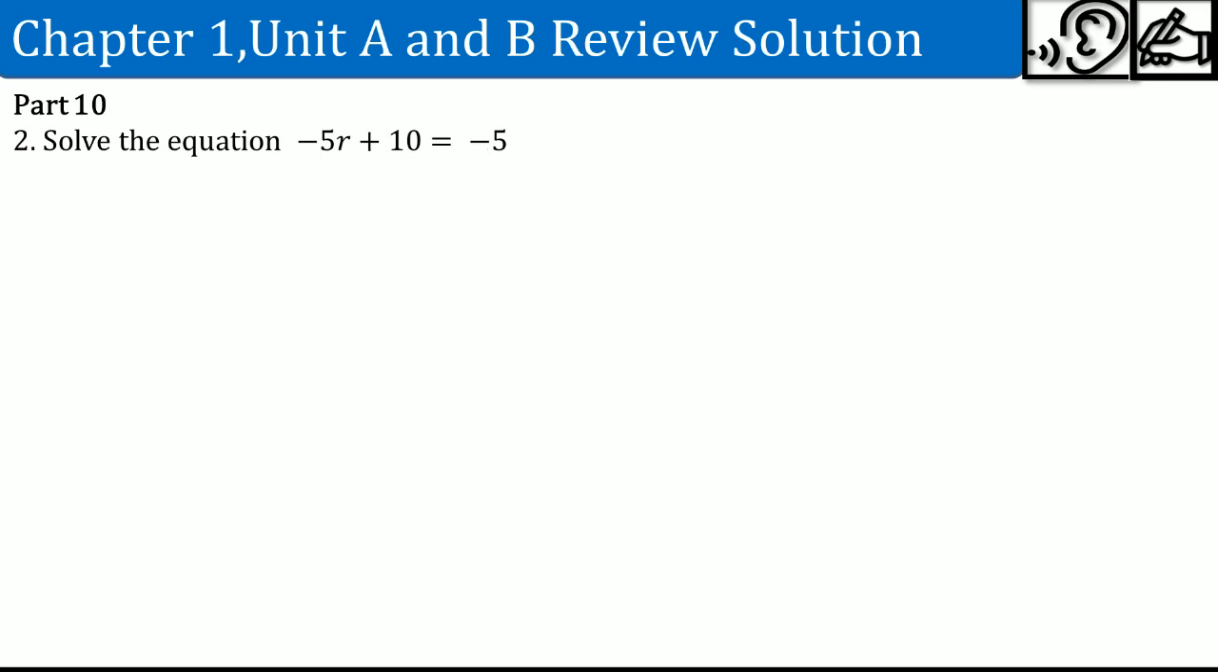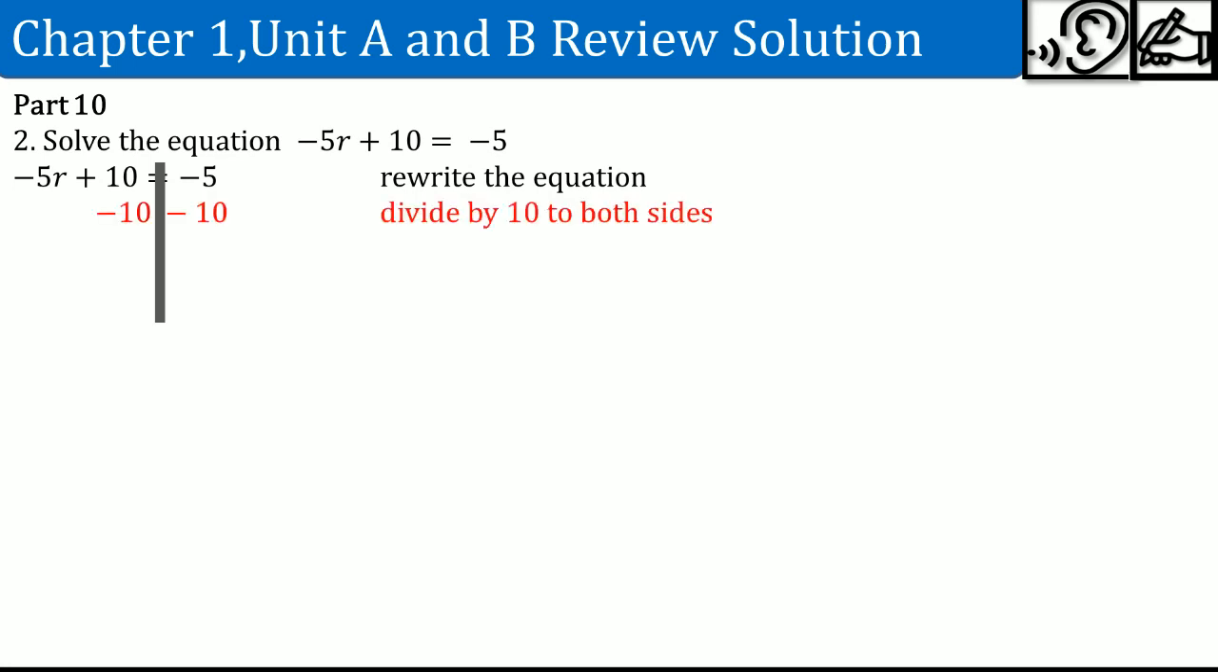This is number 2 for Part 10. Rewrite the equation and draw the line straight down. That 10 has to be gotten rid of, so I'm going to subtract it from both sides. In the process, 10 will cancel out on the left-hand side. On my right-hand side, negative 5 and negative 10 becomes negative 15.